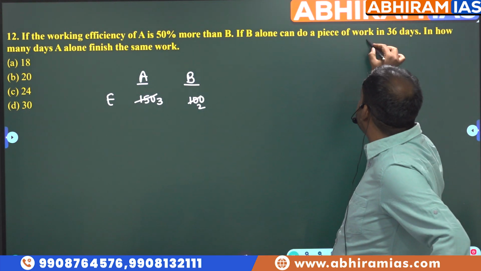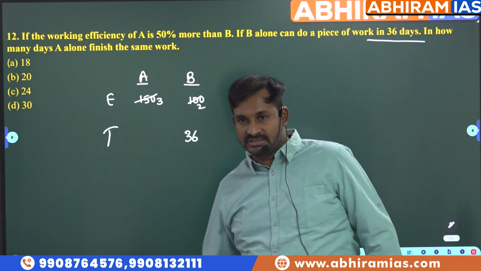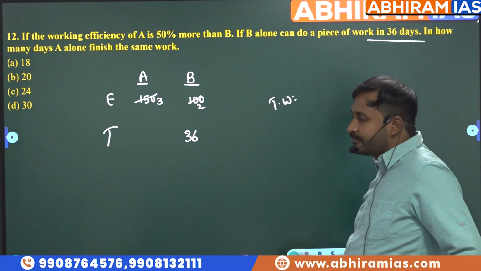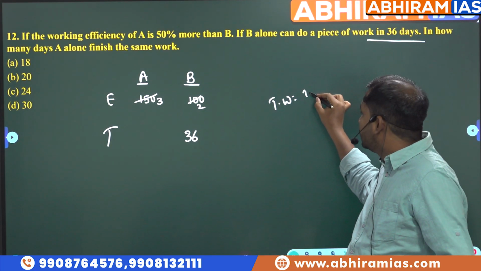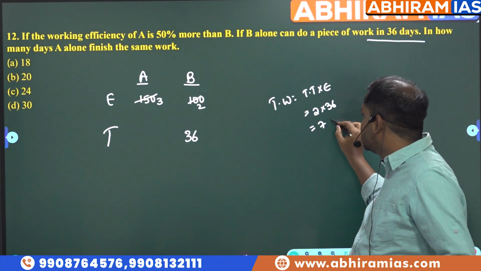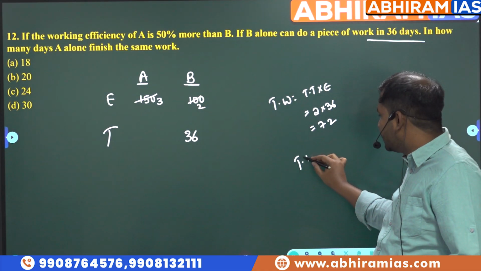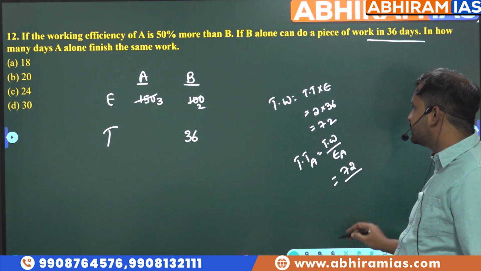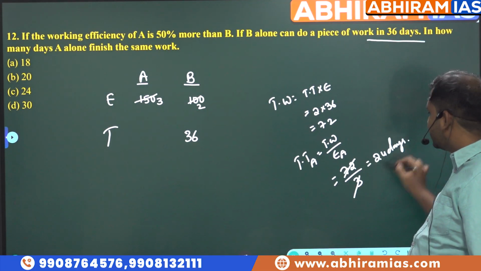If B alone can do the piece of work in 36 days, time taken by B is 36 days. Now total work will become what, students? With the help of B, I will try to find. Total work is equal to time taken into efficiency. So 2 into 36. What will be my total work here? 72. Question is, in how many days A alone can finish the same work? So time taken by A will become total work by efficiency of A. That is 72 by A's efficiency, 3. 24 days.